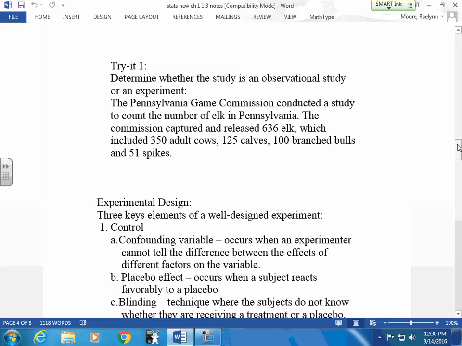Observational, because what happens is I want to know what kind of elk these are. They're all elk, 636 elk, and we broke it down into 350 adult cows, 125 calves, 100 branched bulls, and 51 spikes. I didn't know there were so many kinds of elk.